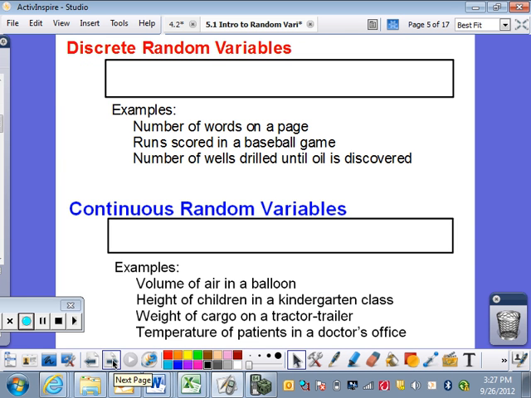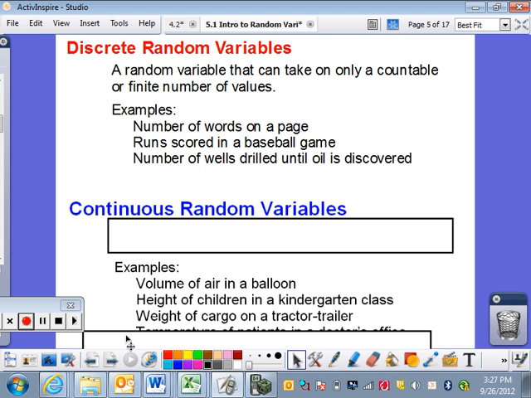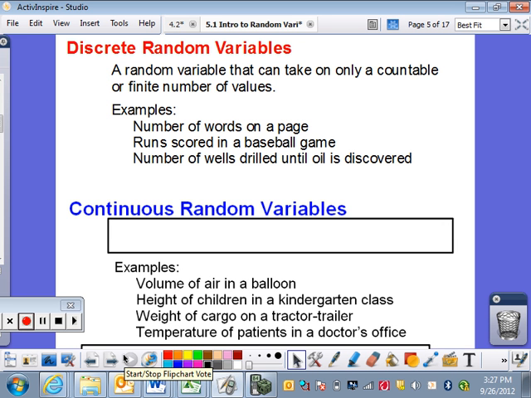So a discrete random variable can only take on a countable or finite number. So you actually literally need to be able to count the number. That's what a discrete random variable is. So the number of words on a page, you can literally count those, or Microsoft Word can count those. The runs scored in a baseball game, you can count it. The number of wells you drill until you hit oil, you can count that. So that's the idea of when you're reading a situation, can you actually physically count what's going on? If you can, then it is discrete.